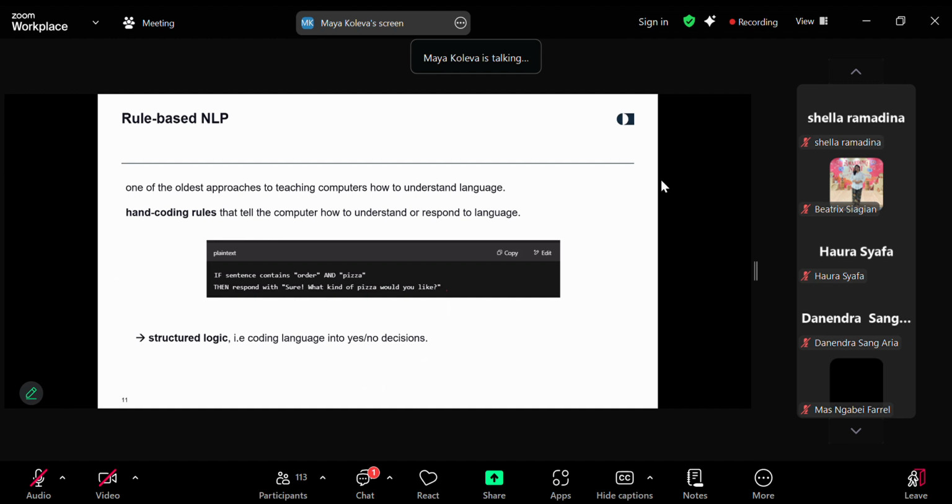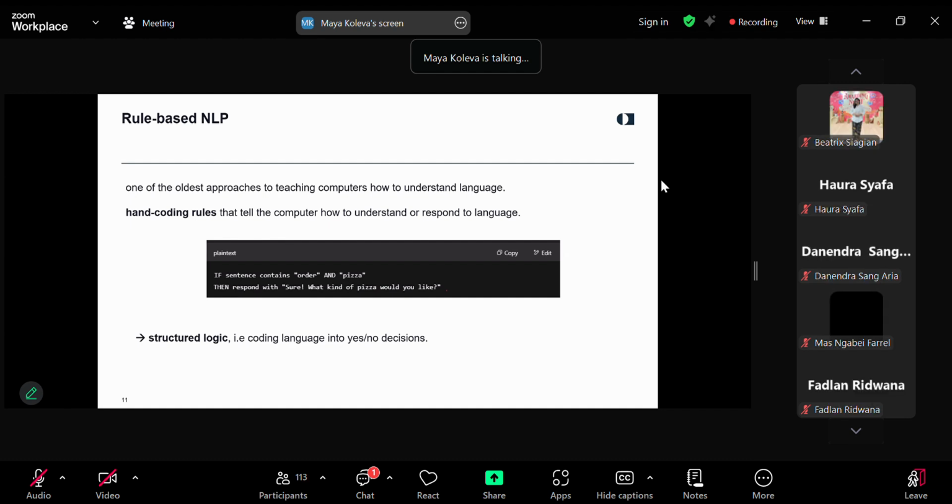So what is rule-based natural language processing? This means basically hand coding a bunch of rules that tell the computer how to understand or respond to language. Think of it like making a big if-then cheat sheet. So if you say hello, then the model should respond with hi. If a sentence ends with a question mark, that means it's probably a question. And if the word dog appears, it might be about animals.